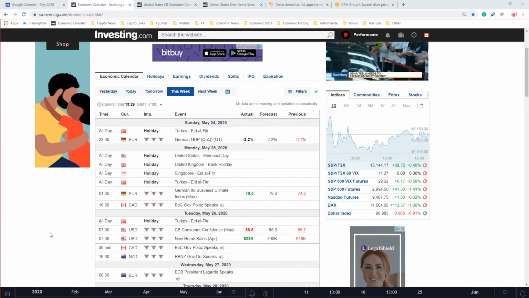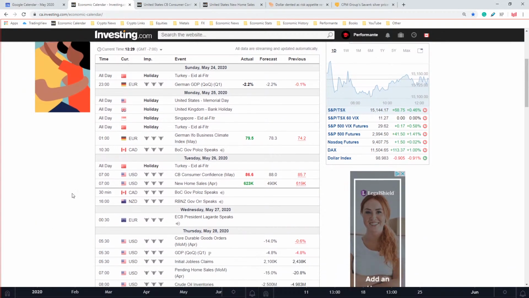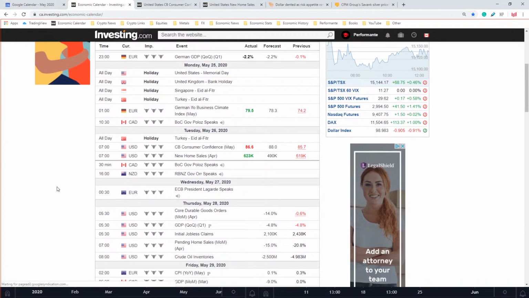So first things first, let's look at the economic calendar. We got some U.S. consumer confidence numbers, which actually came out surprisingly well. It was forecasted at 88, so it came out a little bit lower than the forecast, but I personally thought that their forecast was a little optimistic, and it didn't actually turn out to be that bad. We also saw some new home sales absolutely demolish the forecast. The forecast was just under 500,000, and then the actual number came out to 623.